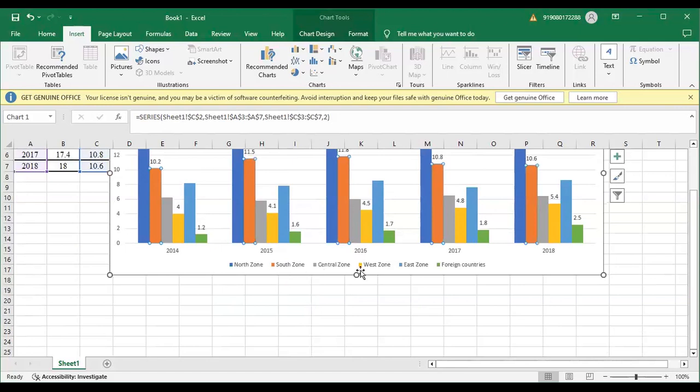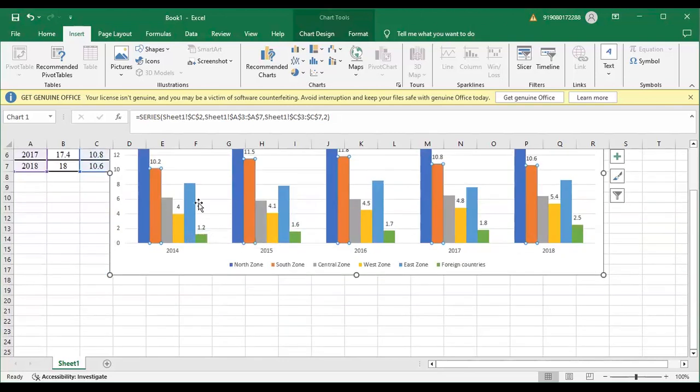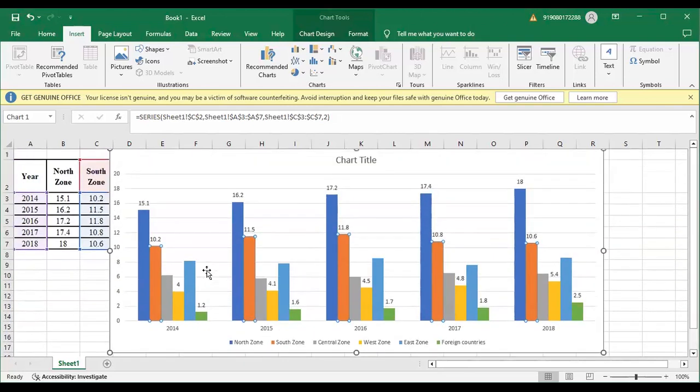See here, they have mentioned it. Now we are mapping the data. Blue color means North Zone. The value is 15.1. This is called data mapping. Or sometimes they will give a chart like this, along with a table.